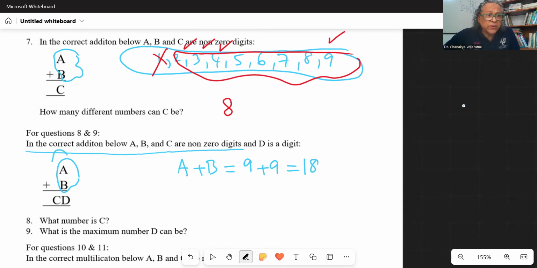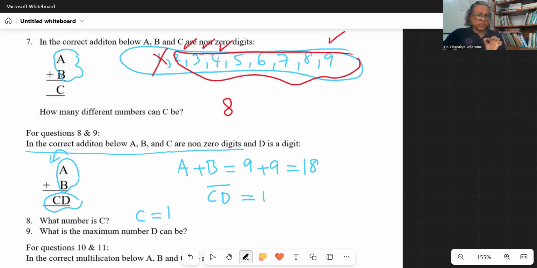So then, this remainder, after taking away the 10s, only one 10 can be there, right? So C has to be 1. And then what is the maximum number D can be? So this CD, we write it like this, we put a bar above CD to say that this is a number whose tens digit is C and whose units digit is D. And the maximum is 18. So D is actually 8.